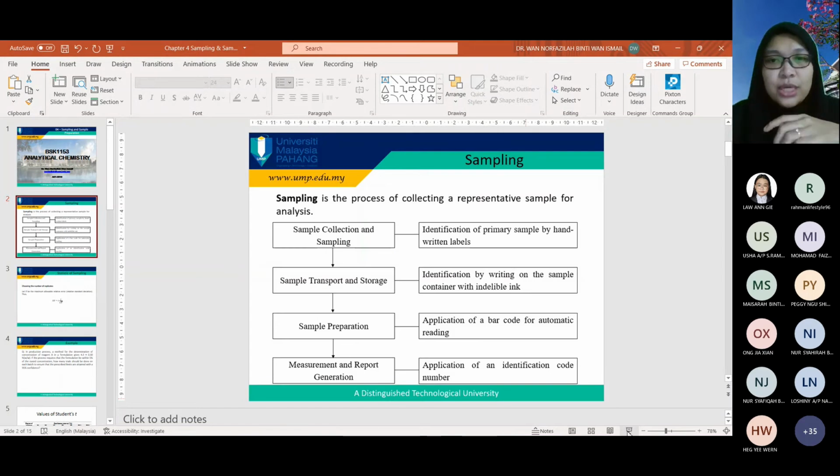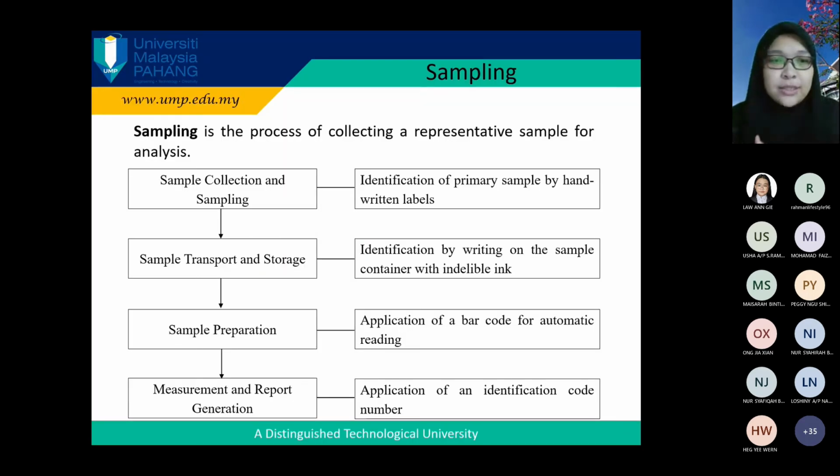Right. So I am talking about sample transportation and storage. After you collect the sample on site, you identify the sample by handwritten labels, and then transport the sample to the lab and put it in a suitable storage. Again, you need to identify the sample container with indelible ink. Then, after you have your sample in the lab, you need to do sample preparation. Now you are going to use a barcode for sample preparation. This one we do not have yet in our lab, because you are students.